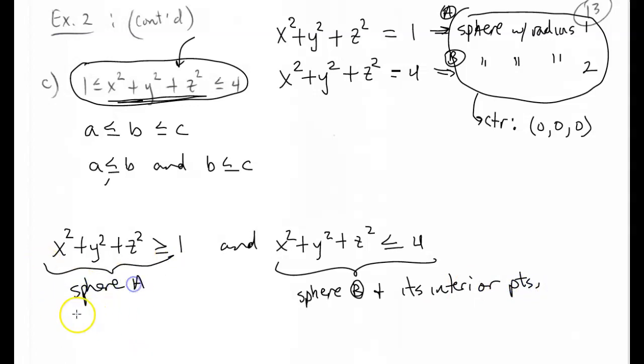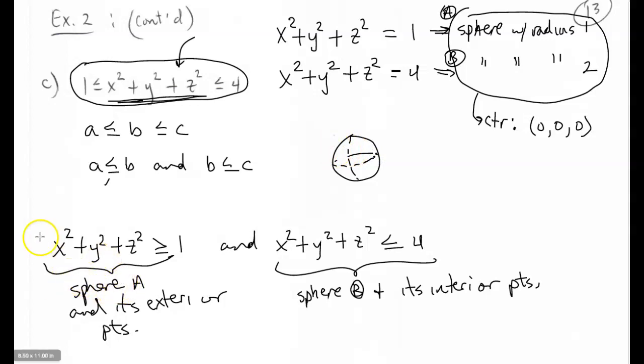This is sphere A and its exterior points. Meaning, if I had a sphere that looked like this, a sphere A and its exterior points, then I'm looking at the points that are outside of the sphere, like all these points out here. For this other case, we're looking at a sphere and all the points on the inside of the sphere. So what we essentially have here is a region of points that are in common with both the interior of this particular sphere and the exterior of this particular sphere.